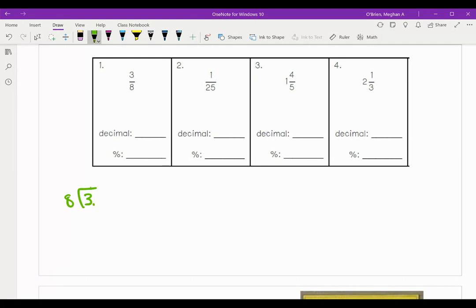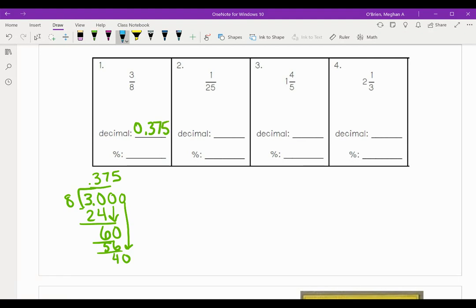3 divided by 8. Set it up. 8 can go into 30, 3 groups, because that would be 24 with 6 left over. Make it 60. 8 can go into 60, 7 times, because that'd be 56. 4, and then make that 40, and 8 can go into 40, 5 times. So the decimal is 375 thousandths.